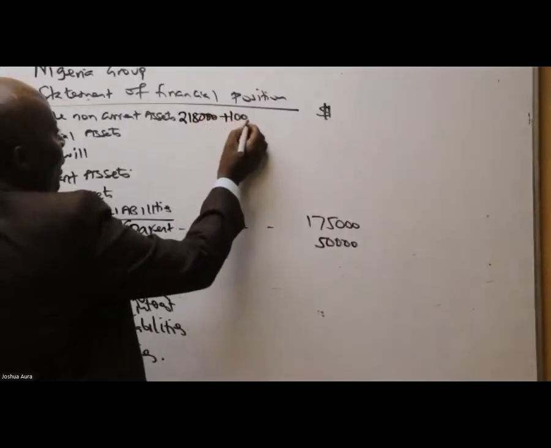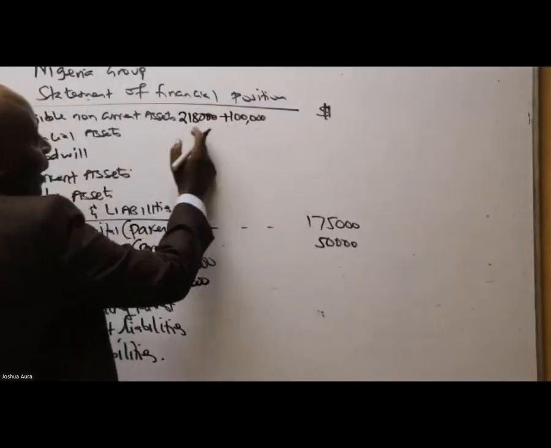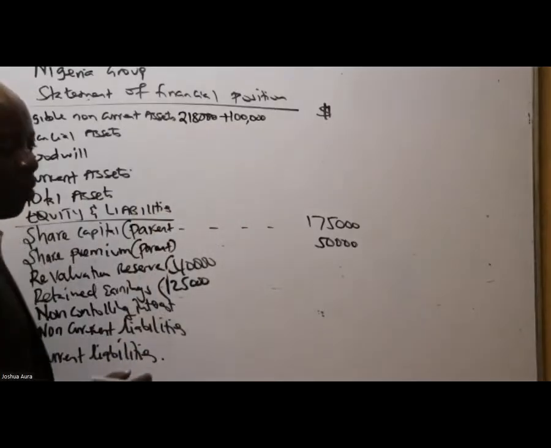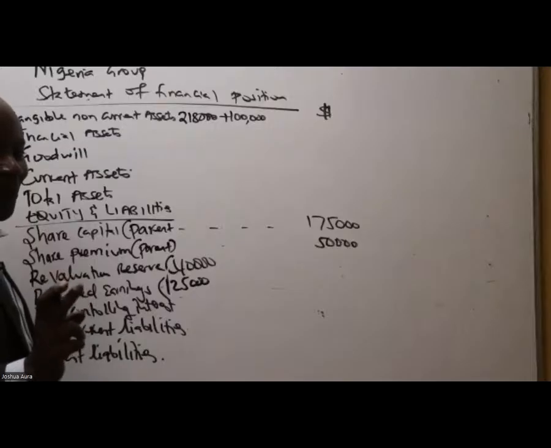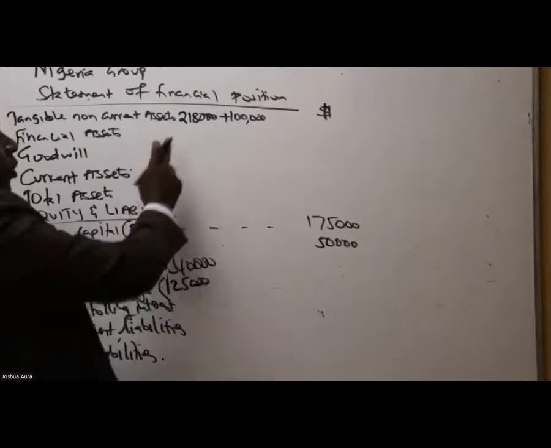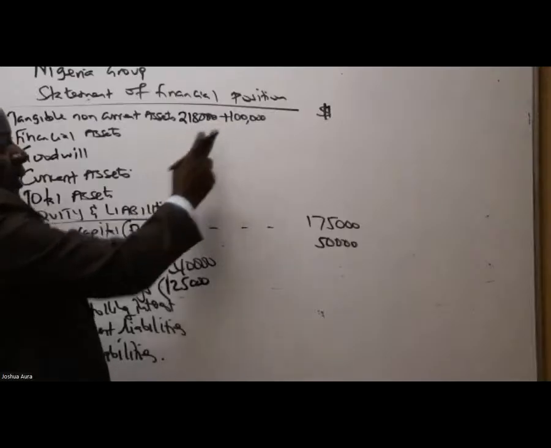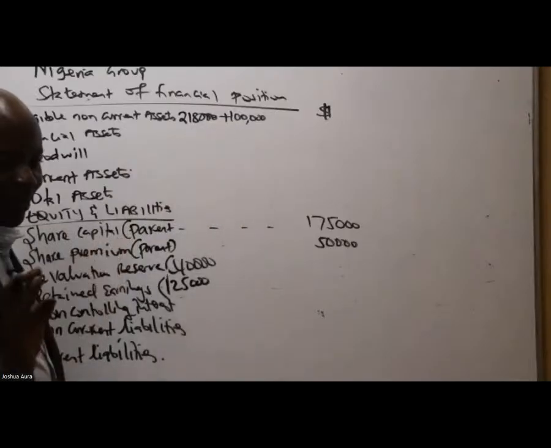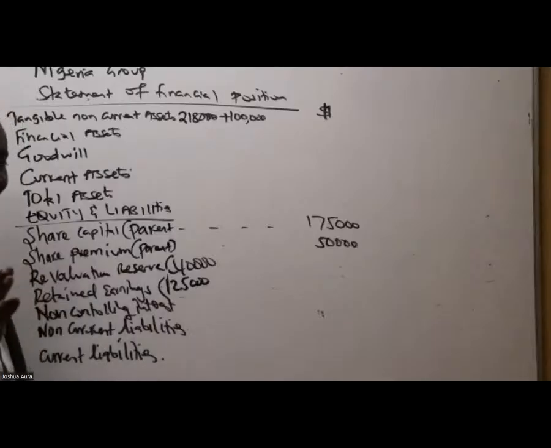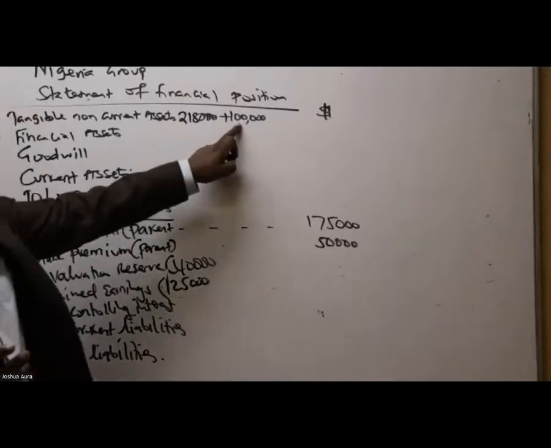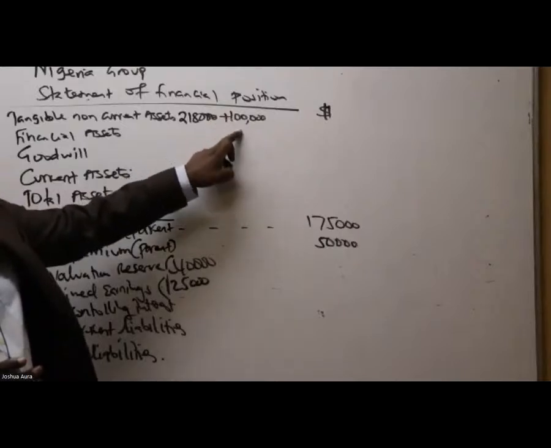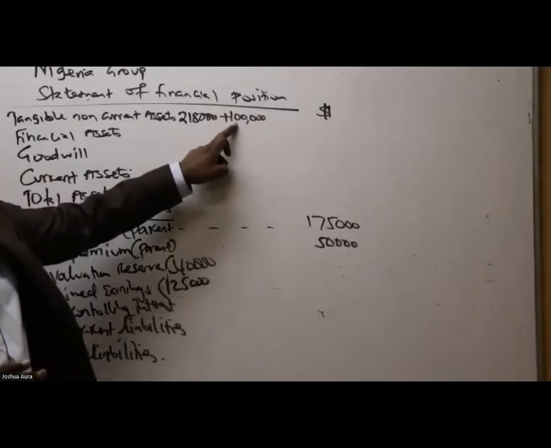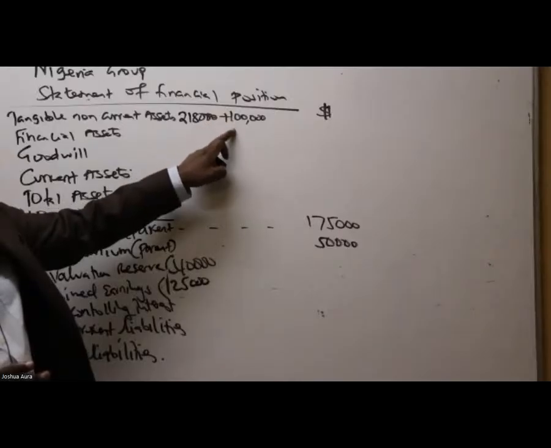But now remember that these currencies are not compatible. You can't do that. Remember, these are dollars and these are DNs. So that means I have to translate this 100,000. We normally translate figures of the subsidiary. You always translate figures of the subsidiary.